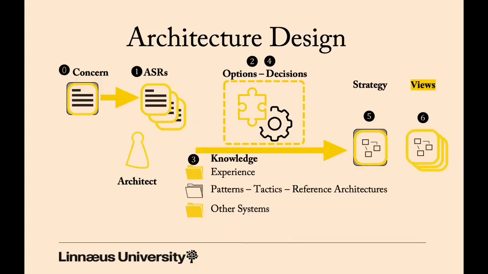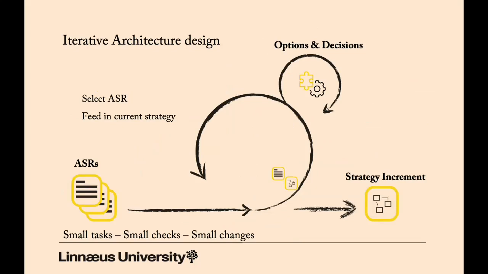So now we have an idea for how to put these different steps into an agile process. A little bit more in detail, you have your assessment, you have your ASRs. Here you have the ASR and your current strategy. And then you make additions and refinements to the strategy, using the options and decisions from your knowledge base. And then you come up with a strategy increment that is fed to the implementers and realized as the architectural runway.